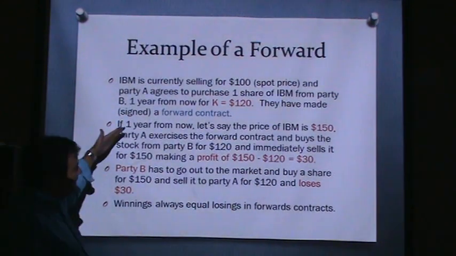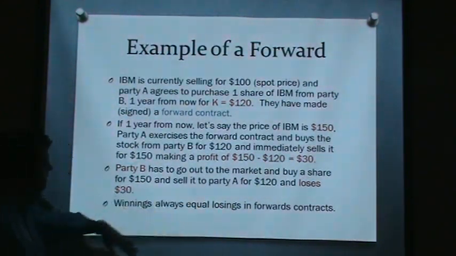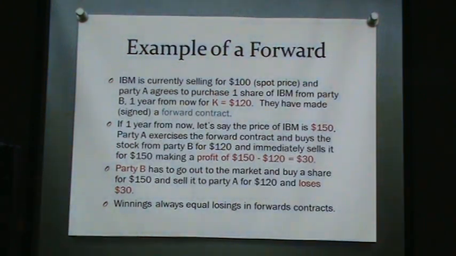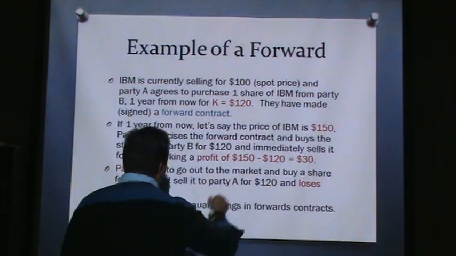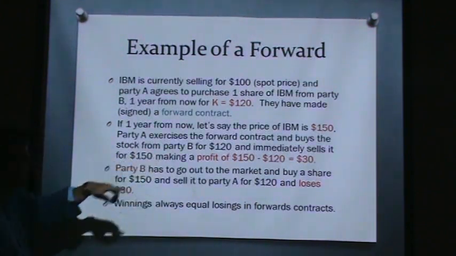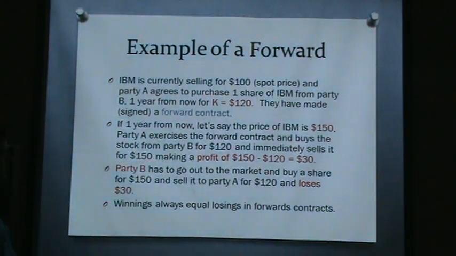If the price of the stock is a lot below 120, then person B is happy and person A is not happy. So if the stock, for example, went up to, let me give an example, let's say the stock went up to $150. Person A would exercise the forward contract and buy the stock from person B for $120, and if they wanted to, they could sell it immediately in the market.